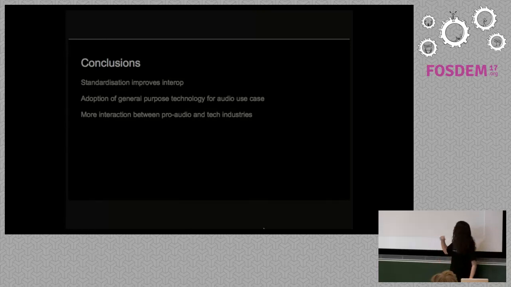So the things I want to get across here are that AES67 is standardization, and that improves interop. It's bridging a gap, as previously you couldn't connect devices together. It shows the reuse of general purpose technology in a specific environment, in this case for audio. And it's also showing the growing interaction between the technology industry and the pro audio industry. Previously there was some interaction, but with the growth of audio networks, there's a lot more in networking in general, and there's a lot more overlap now.